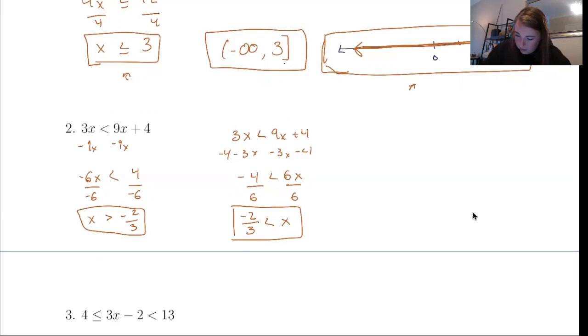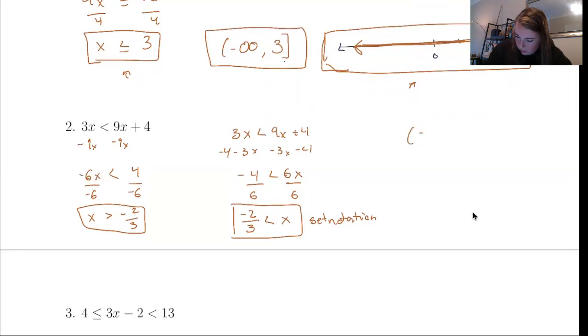And then we could also write it in, I'm going to call this set notation. If I were to write it as an interval, I would say negative 2/3. So x is bigger than negative 2/3, so negative 2/3 all the way up to infinity. So that would be interval notation, right?